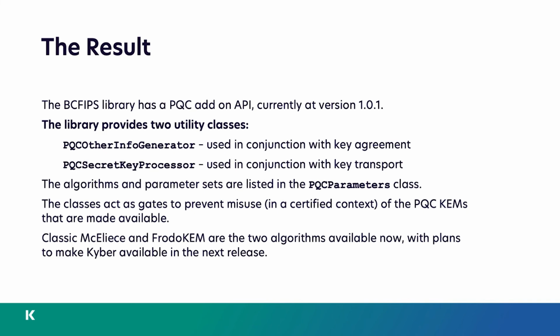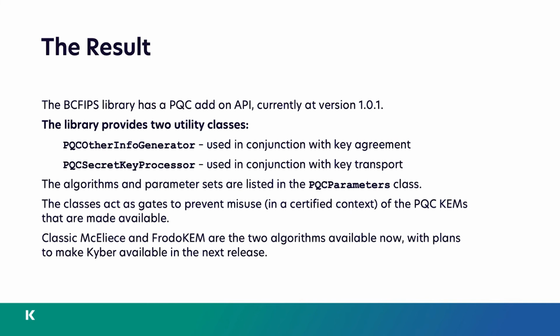The algorithms and the parameter sets are listed in the PQCParameters class. And the classes themselves, there's only 3 in the actual API, even though there are many more underneath it, act as gates to prevent misuse in a certified context of the PQC KEMs that are made available. Currently, at the time of this workshop, we have Classic McEliece and FrodoKEM available, and we're currently planning to add Kyber to it, as it's recently been announced by NIST that the algorithm is also scheduled for certification.